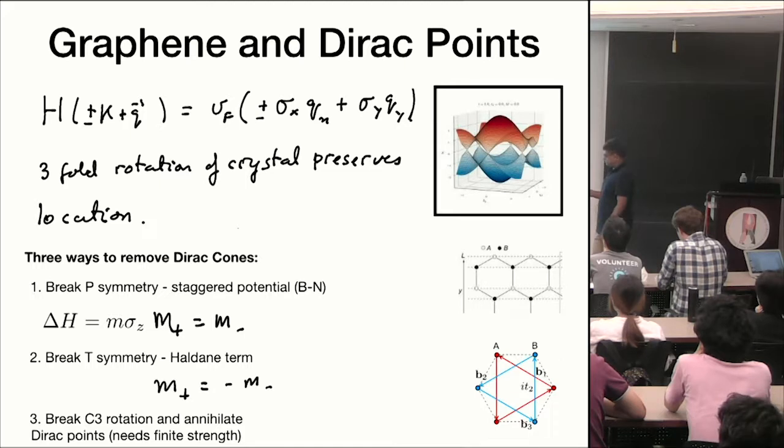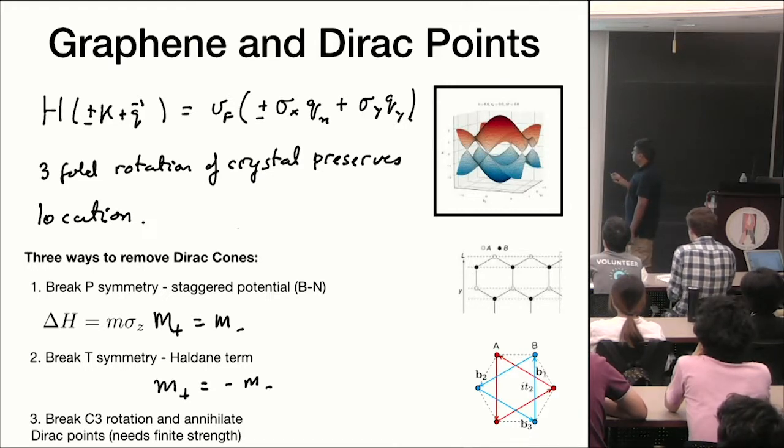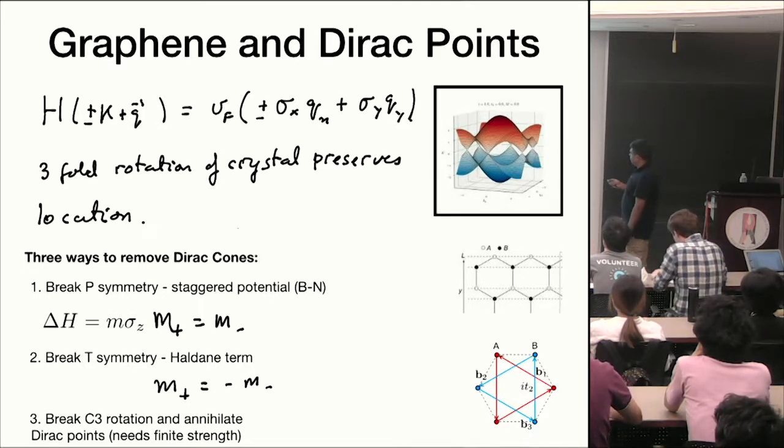What if we added other couplings, other hoppings? Well, these Dirac points are kind of nailed down at these positions because of the threefold rotation of the crystal. Clearly you can make a threefold rotation of this crystal. It's invariant, and that is what is pinning the Dirac points to these particular momenta. Now if you ask, how can I remove the Dirac points?